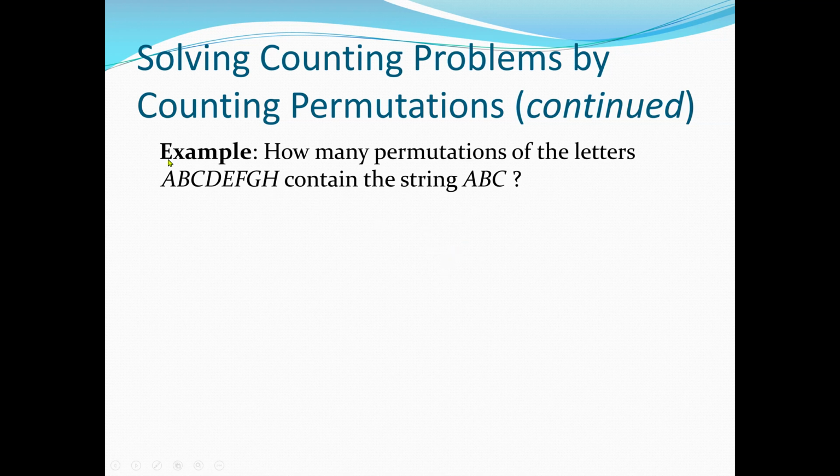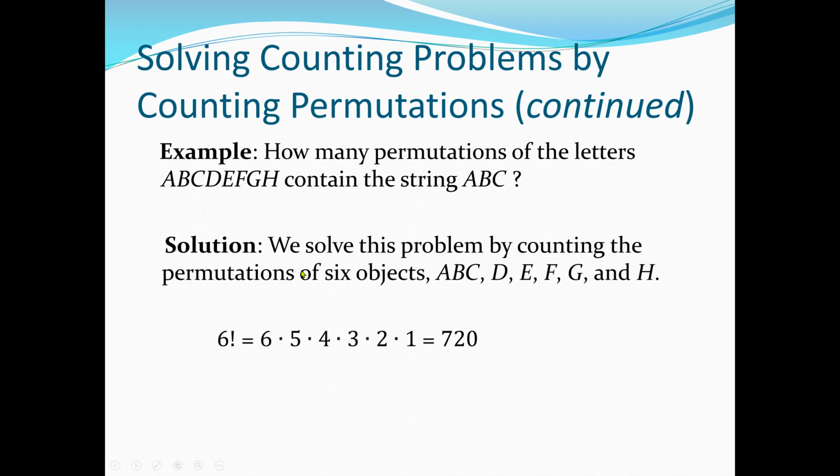So if that is the case, then 8 will be n and r will be 3. That's if we are permuting the 8 letters here, 3 at a time. But what the question is asking is how many permutations of the letters we can get that will contain ABC inside.